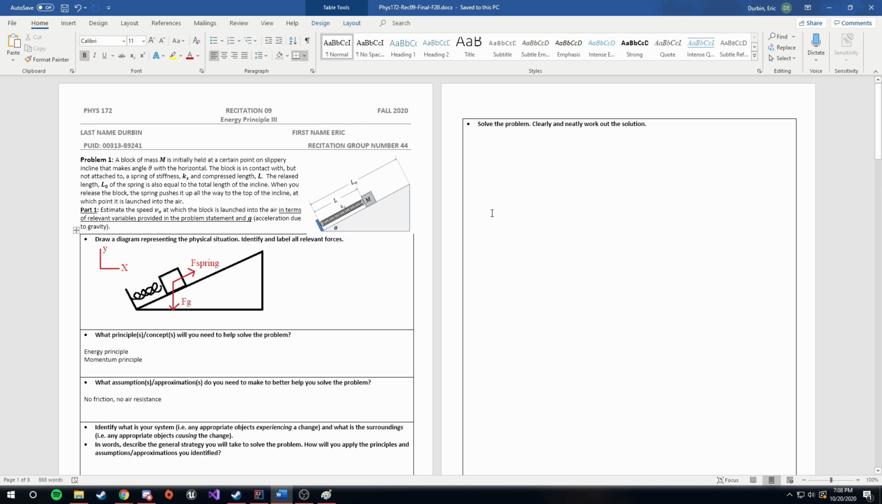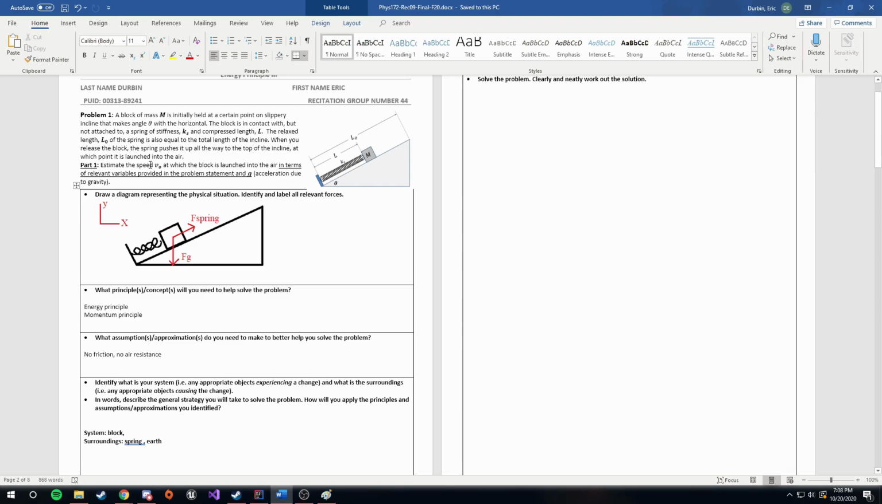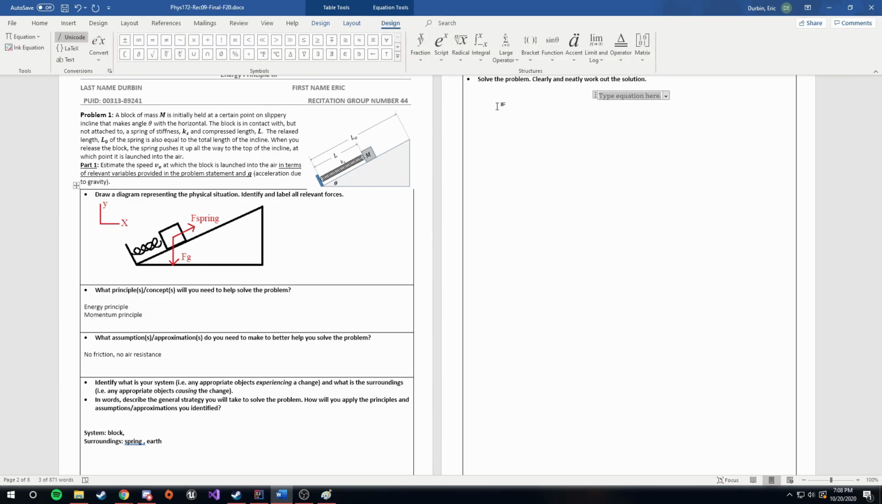Okay, so we have, does it want us to estimate the speed at which the block is launched into the air? There's no actual numbers in this. So we should write out the energy of the block right when it's about to be launched. Okay, so total energy equals, well, I guess work.